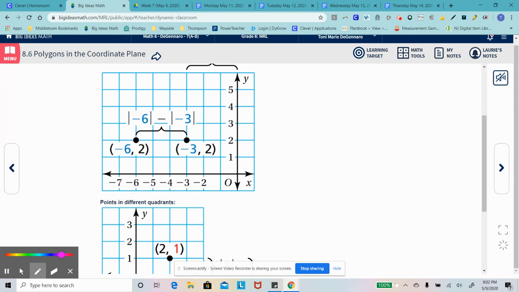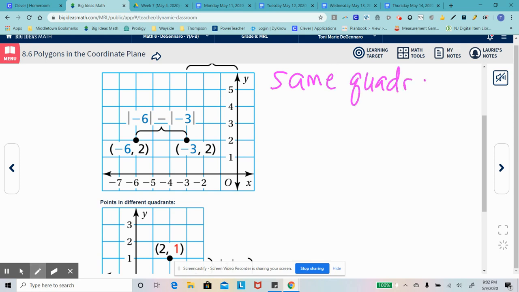Just so you understand, if you have your two coordinates and they are in the same quadrant, if you remember what quadrant means, you have 4 quadrants. This looks like quadrant 1, this would be quadrant 2. So these 2 points are in the same quadrant. And if they're in the same quadrant, you're going to subtract the absolute values, and we'll show you how to do that in a minute.